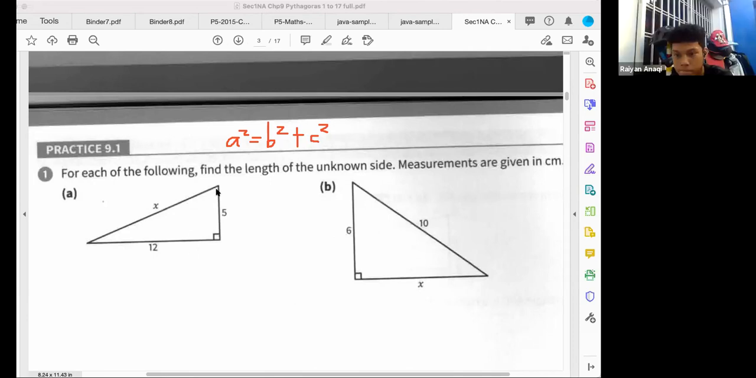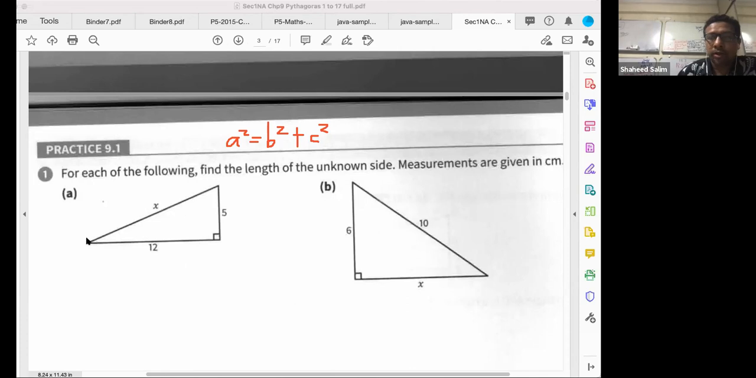No problem. So down here, Ryan, this is the hypotenuse, right? This is the longest, right? So the formula says, when you square this thing, X square will be equal to these two sides squared: 12 square plus 5 square. That's the rule again. So X square is equal to 12 square plus 5 square.